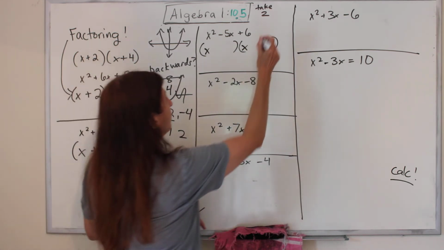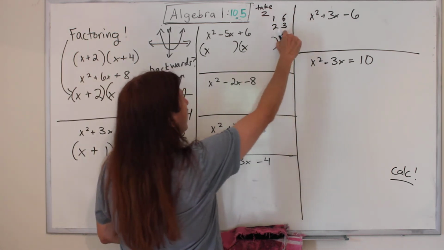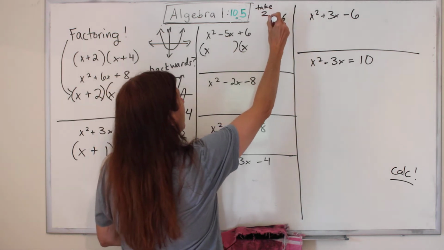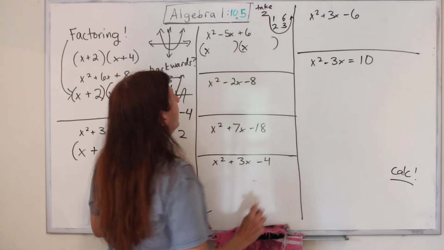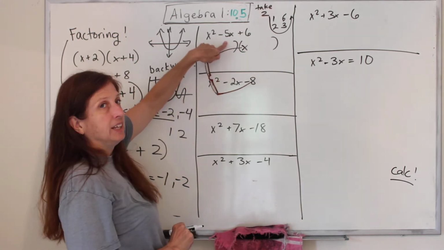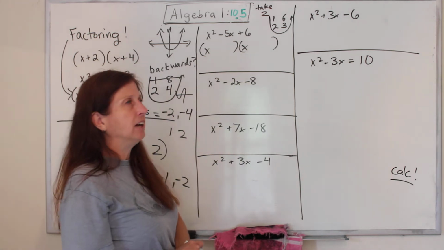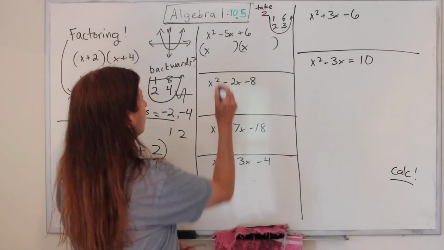Step 3, write your factors. 1 and 6, 2 and 3. 3 is the next number. We know we're done with the big U. Can 1 and 6 be added to get 5? Yeah. Could 2 and 3 be added to get 5? Yeah.